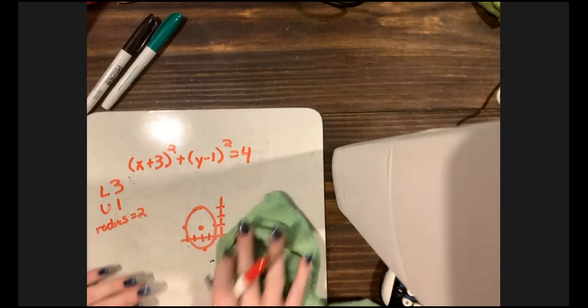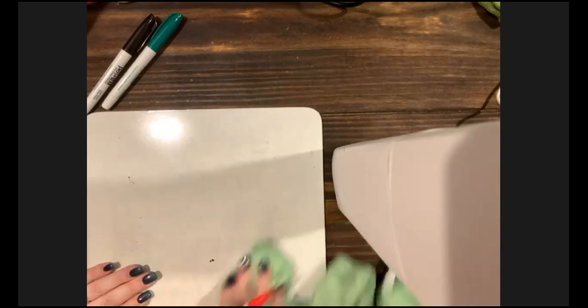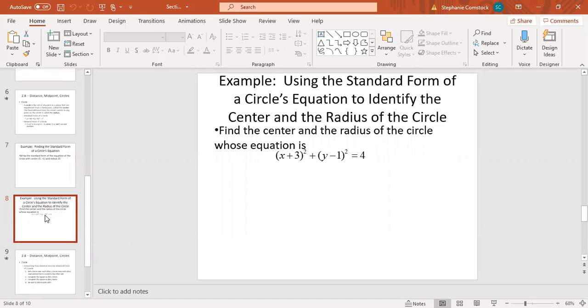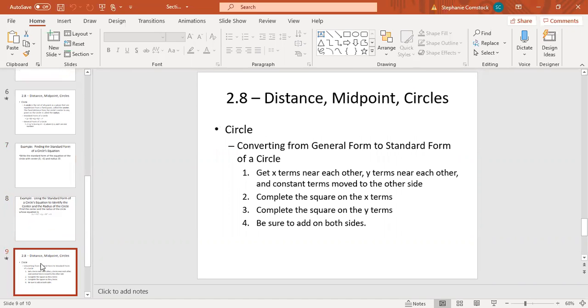Now, the next thing that we're going to talk about is if they give it to us in general form, so there's that one that I just did. If they give it to us in general form, we need to be able to get that back into standard form. So what we're going to do to start is get our X's near each other, get our Y's near each other, and then move the plain number, the constant, over to the other side. Now, we're going to do the complete the square process.